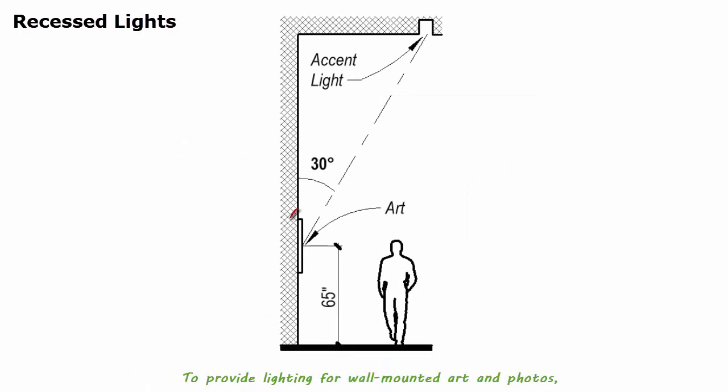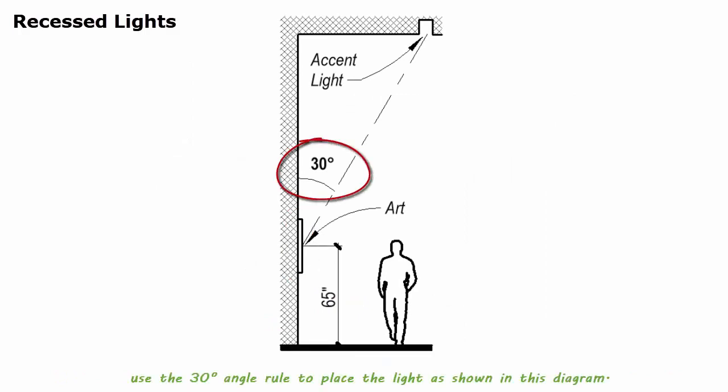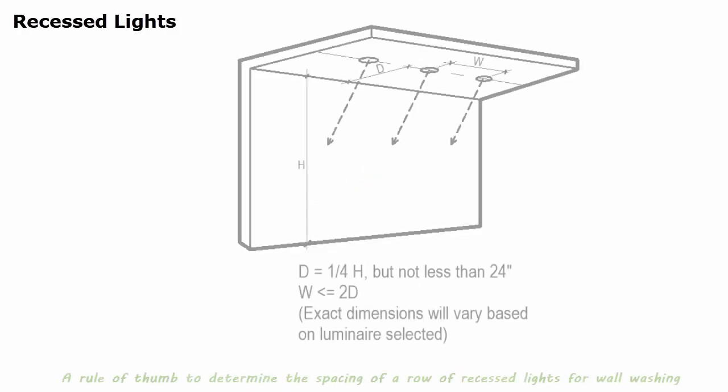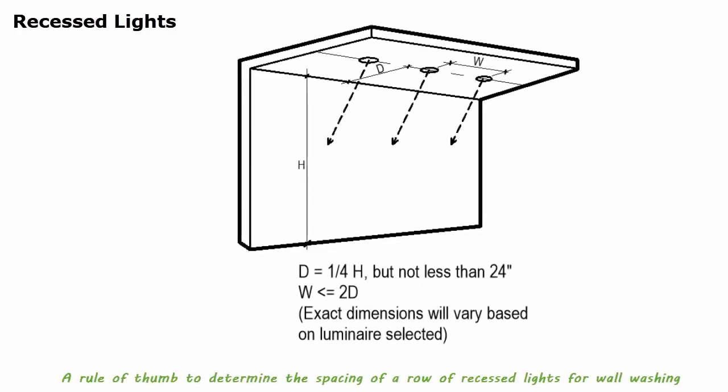To provide lighting for wall-mounted art and photos, use the 30-degree angle rule to place the light as shown in this diagram. A rule of thumb to determine the spacing of a row of recessed lights for wall washing is to simply place them with 3 feet in between and about 2 to 3 feet away from the wall. A more detailed method is shown in this diagram.